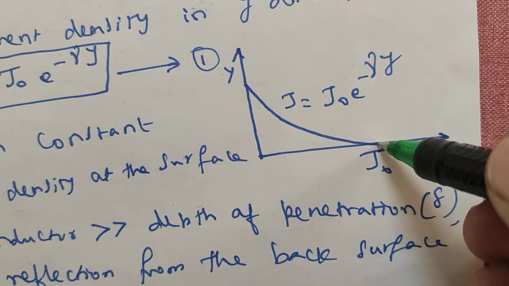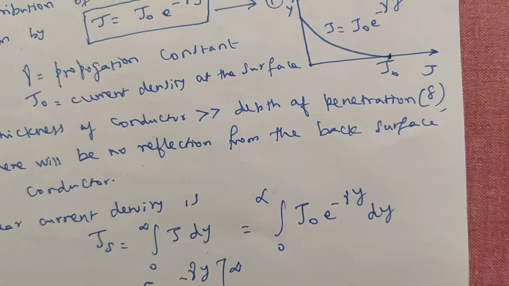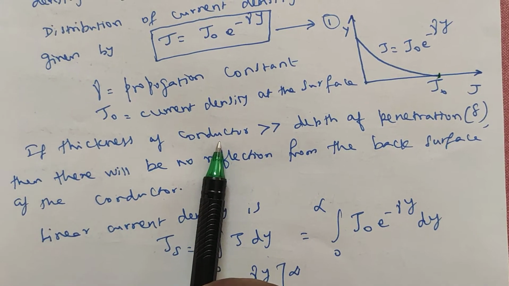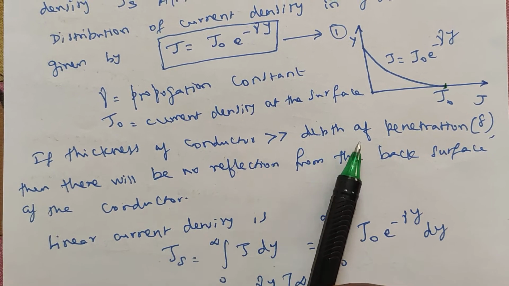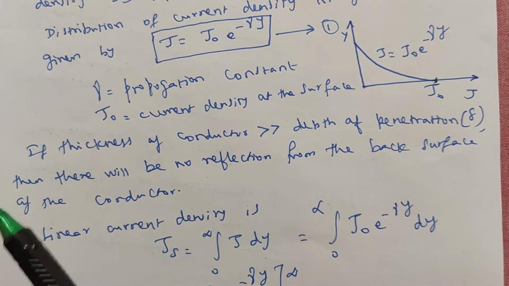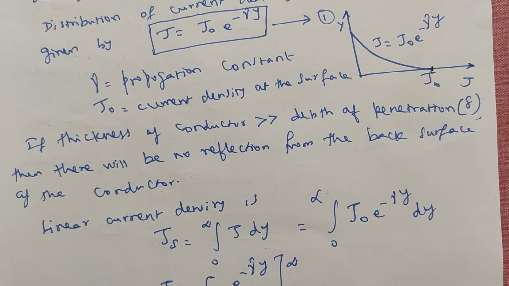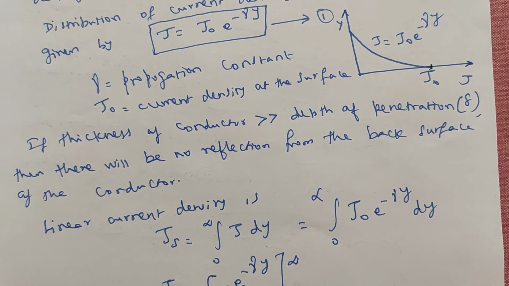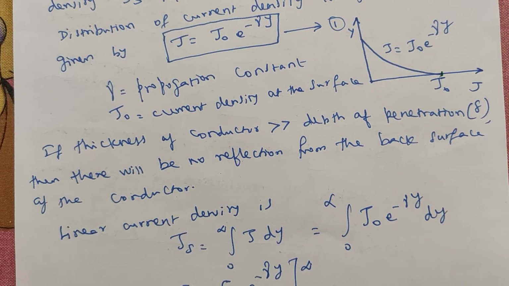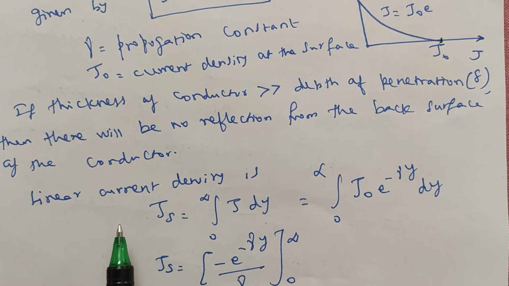So this point is J0. J0 is the current density at the surface. When the thickness of the conductor is higher than the depth of penetration, there will not be any reflection coming back. When thickness increases, the reflection won't be coming back to the surface. So it will try to go inside and there won't be that much reflection available back to the surface. So based on this we can derive the linear current density.